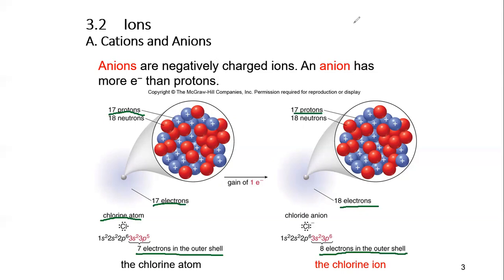So let's continue. So now we have cations and anions, and the name for an anion is a little bit different than the name of the cation, and we'll talk about naming anions in just a moment.